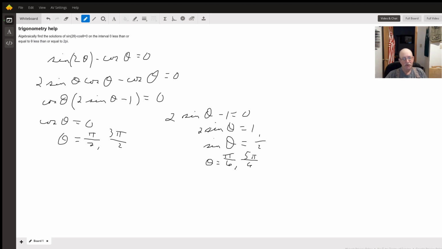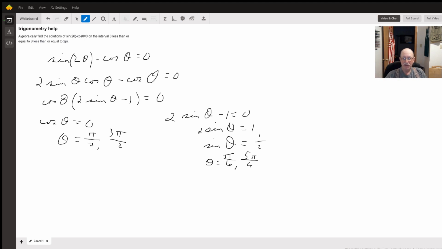We set both of those factors equal to 0. Well, if cosine of theta equals 0, theta has to equal pi over 2 or 3 pi over 2. Then we take 2 sine of theta minus 1 equals 0. Add 1 to both sides. We get 2 sine of theta equals 1.